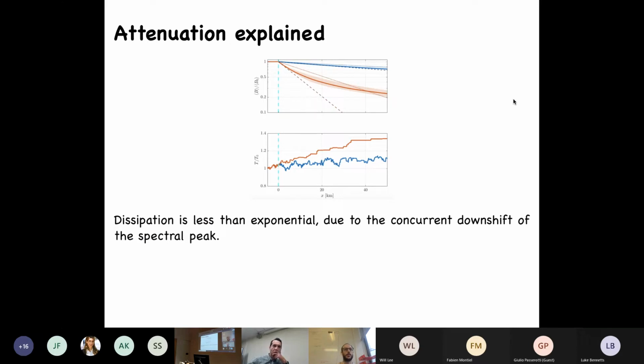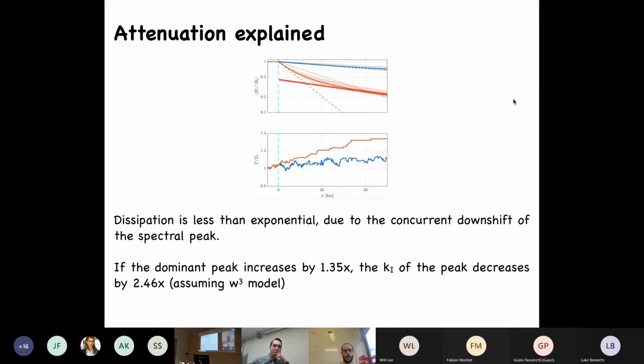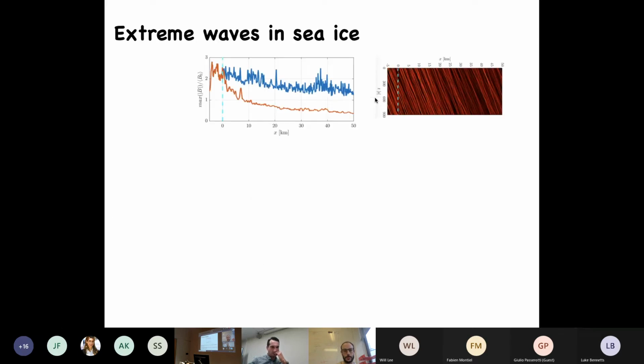So the concurrent downshift of the spectrum means that, for example, if we have a dominant peak period that increases by 1.3 times, the associated attenuation at the peak decreases by 2.46 times, assuming omega to the 3 power. And this is similar to putting a tangent line like the red one that I draw here. So you see clearly that the slope of the attenuation changes as we increase the peak period, due to the downshift and due to the selective attenuation of the higher frequencies.